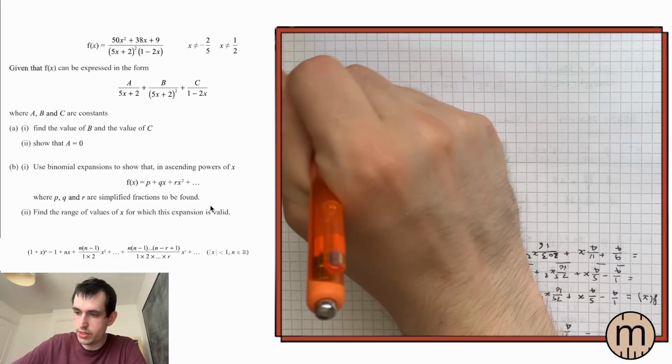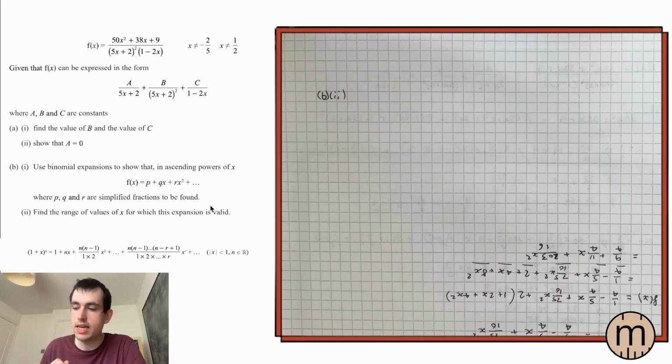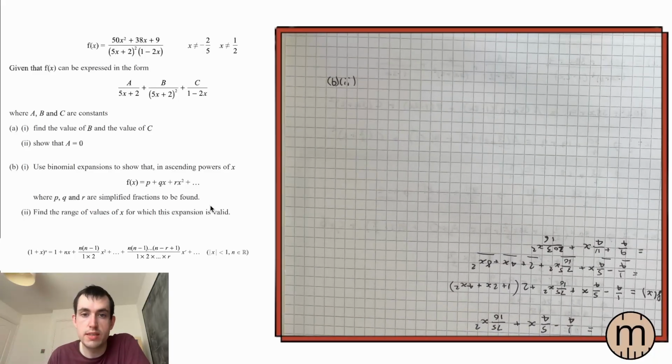Okie doke, let's finish off with part BII. Somehow the trickiest part of the question, even though it's only worth 1 mark. It's when are the values of x valid for this expansion? Well, we've got the fact in the formula book. It says down here that the modulus of x is less than 1. Most students don't read that. They look at the formula and forget that that bit exists.